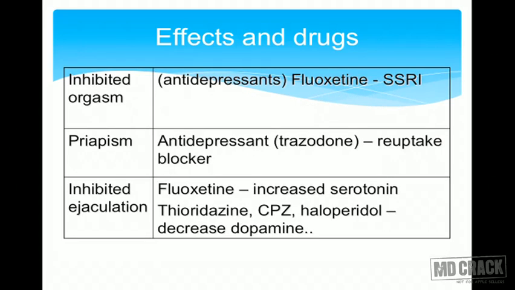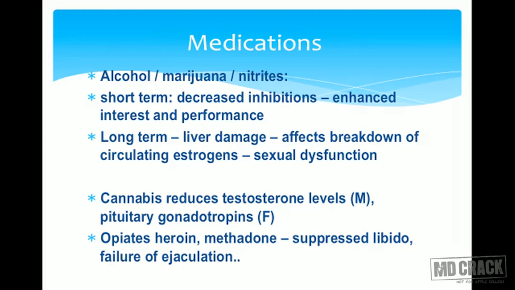Orgasm is inhibited, obviously, as we said, by drugs like fluoxetine, which are antidepressants, that's SSRIs. Priapism is produced by antidepressants like trazodone, which is a reuptake blocker. And ejaculation is inhibited again by SSRIs, that's fluoxetine, plus the D2 blockers in the form of thioridazine, chlorpromazine, and haloperidol. So these were some important specific effects of drugs on the various areas of sexuality.